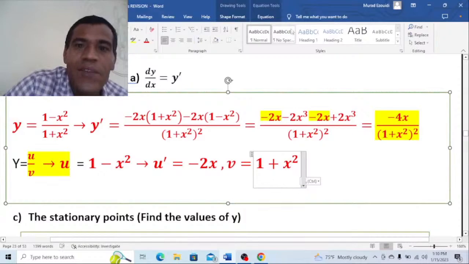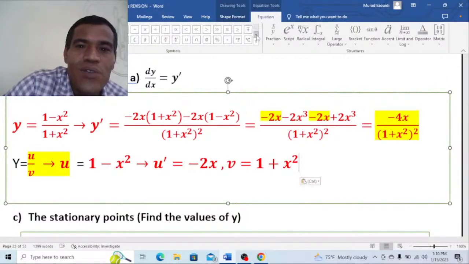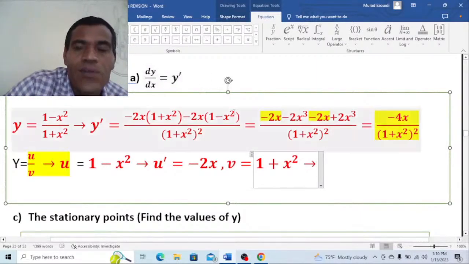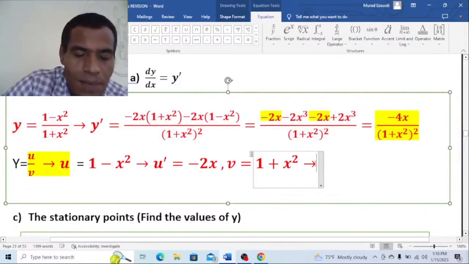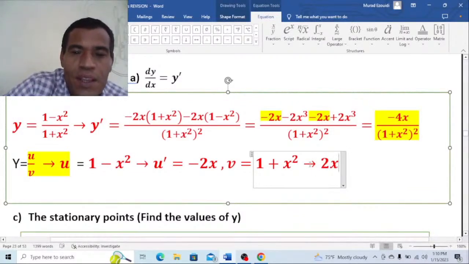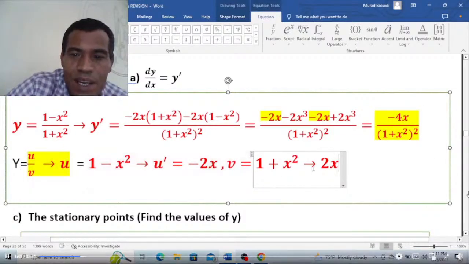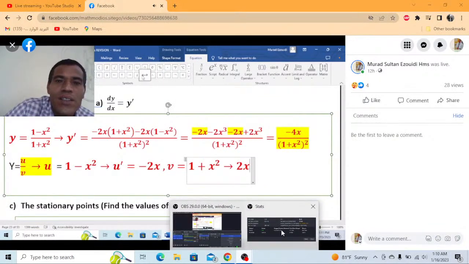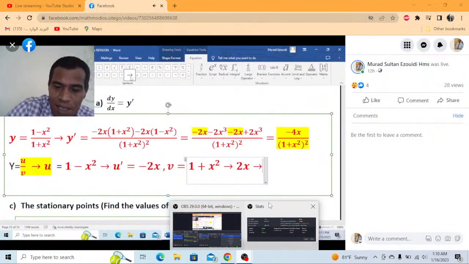v dash is equal, in fact, to what exactly? To 2 times x. Therefore I'll just write this here as u over v, which means I'm going to find y dash. So y dash, learners, is what exactly?